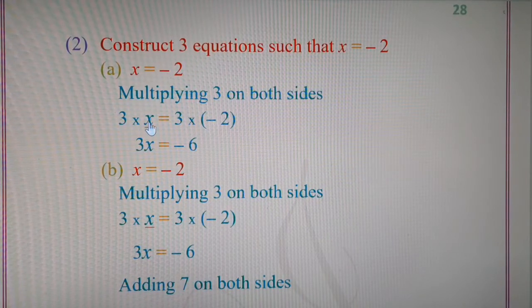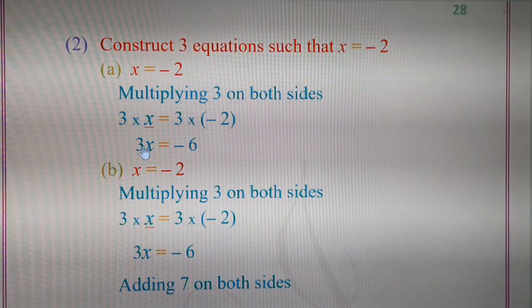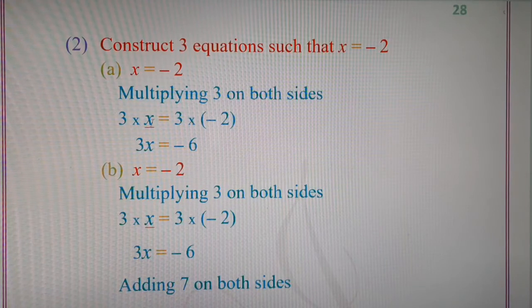A number cannot be multiplied with a variable or an alphabet. Hence, we will just copy it as 3x. 3 into x means only 3x. The multiply sign will be removed.